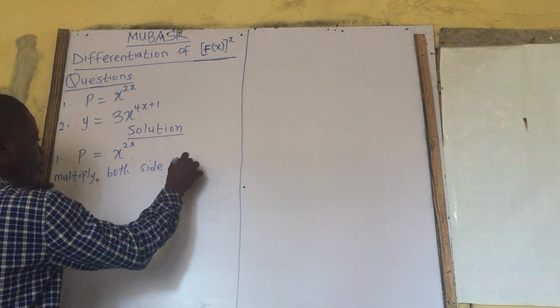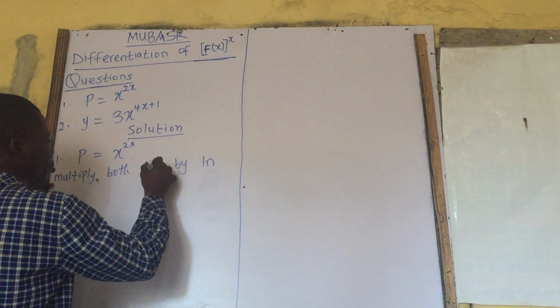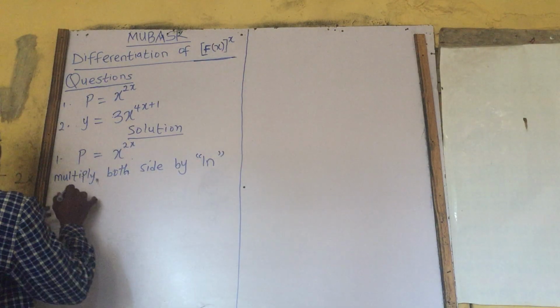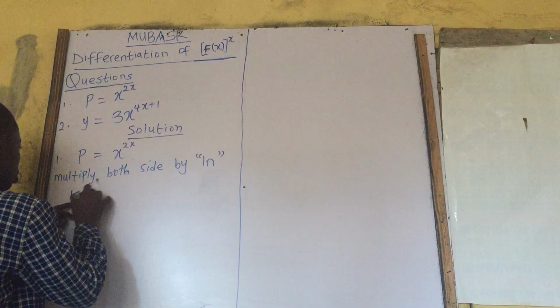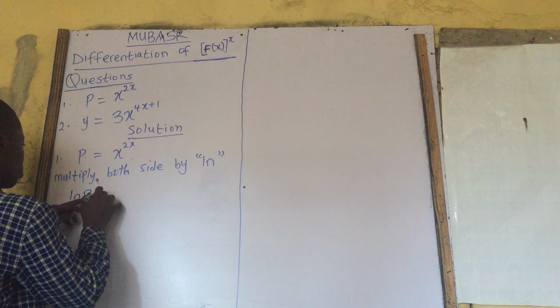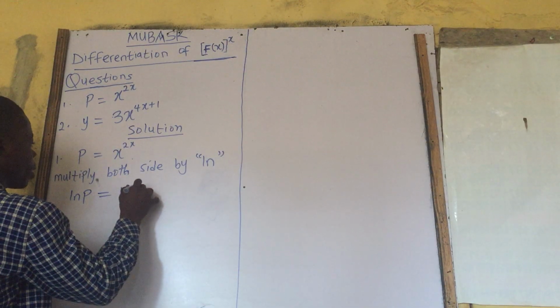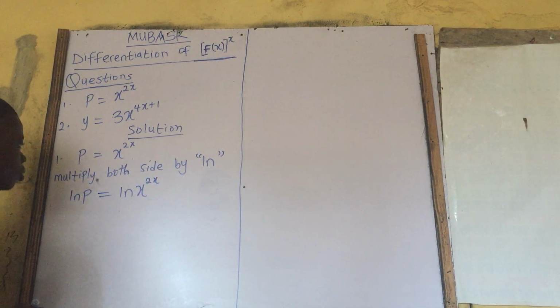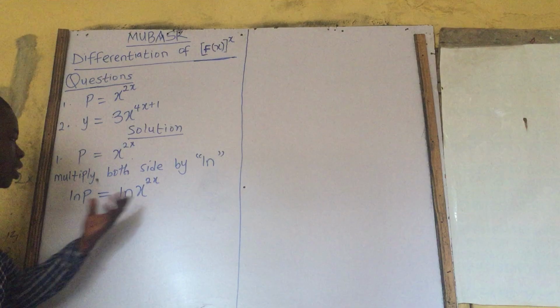By multiplying both sides by the natural logarithm, natural logarithm of p equals natural logarithm of x raised to power 2x. Now we can differentiate.